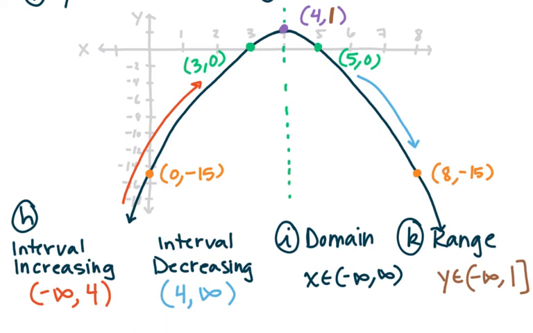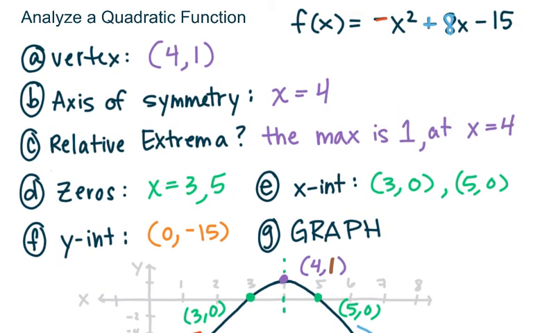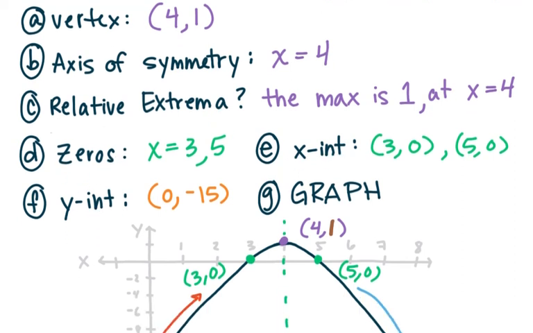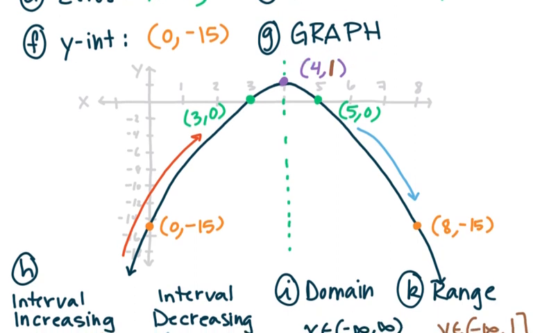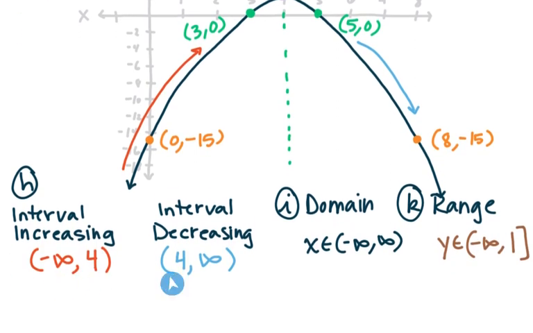So that's a really good comprehensive problem of taking all of this knowledge and talking about it simultaneously, essentially synthesizing everything we know. So in this problem, we analyzed a quadratic function. We found the vertex, the axis of symmetry. We stated the relative extrema. We stated the zeros, the x-intercepts, the y-intercept. We created the graph. And then we brought in previous knowledge about increasing and decreasing intervals, as well as domain and range.